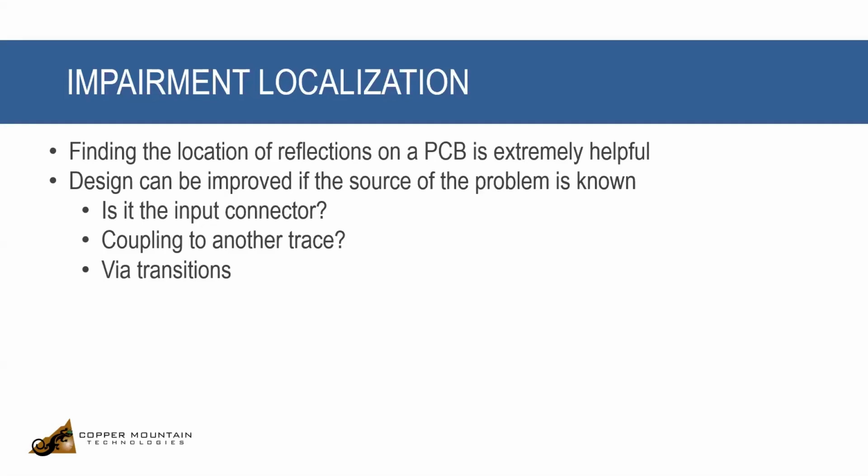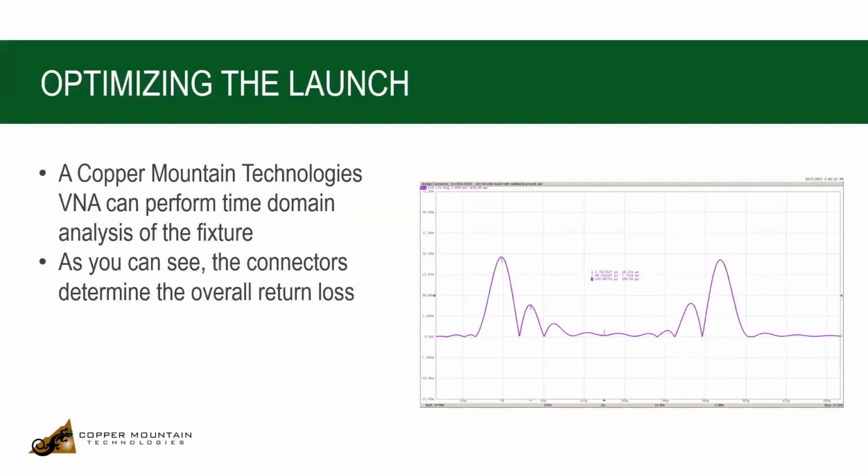So is it the input connector? Is it coupling to some other trace? Is it via transitions? Sometimes you have to move an RF transmission line from the top to a middle layer and then back up again, and so you're going to do that with vias. How do you design that transition, using what kind of via pattern, to minimize the impairment of the design? I'm not going to go into that today. That's probably a good topic for some other day. But we can optimize the launch.